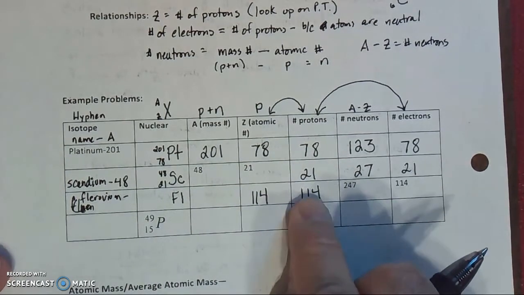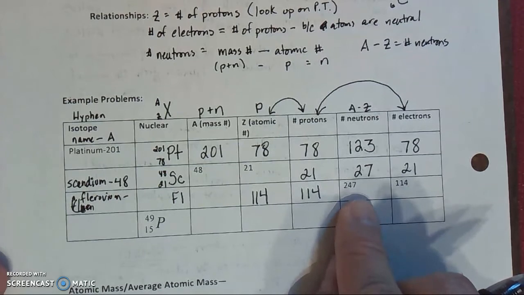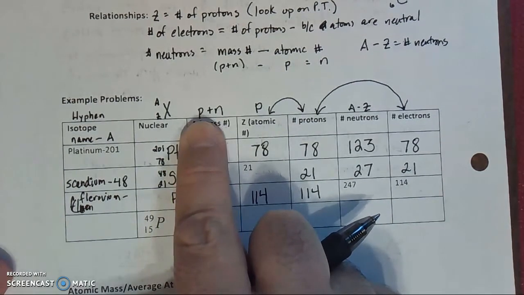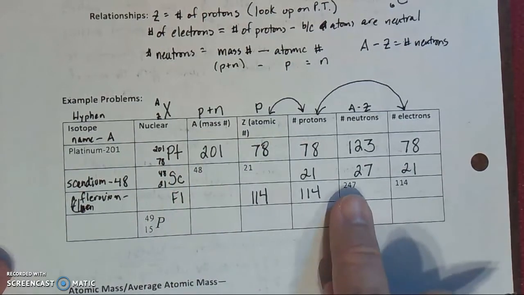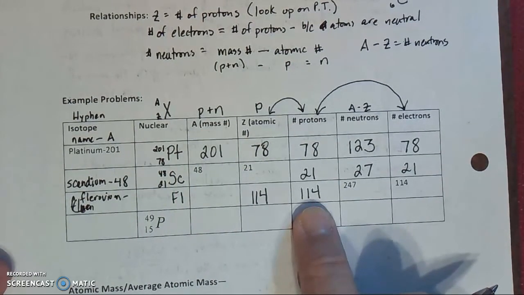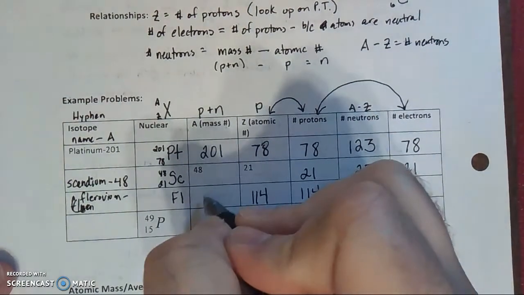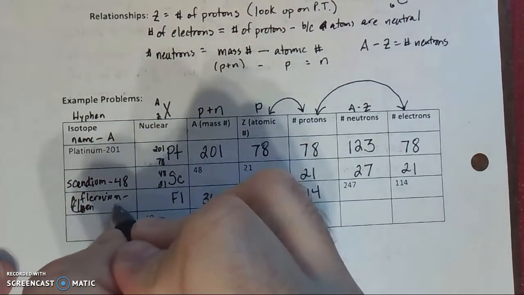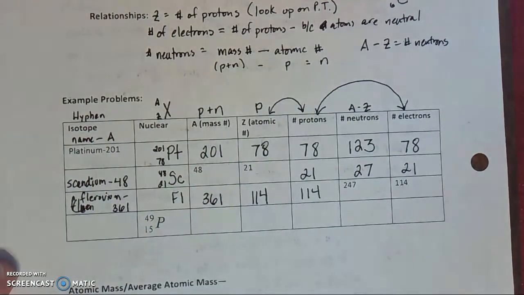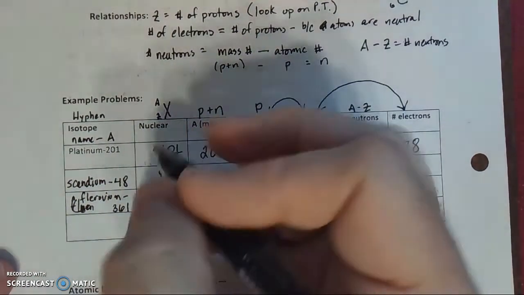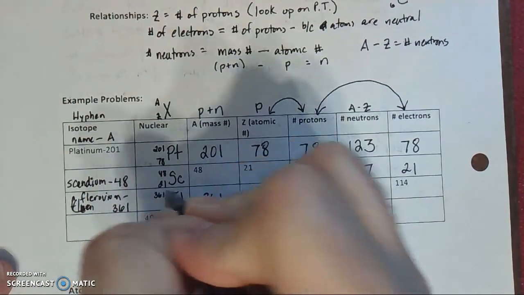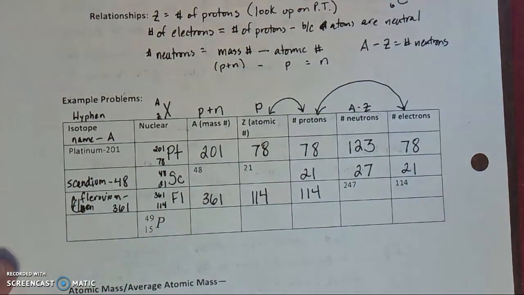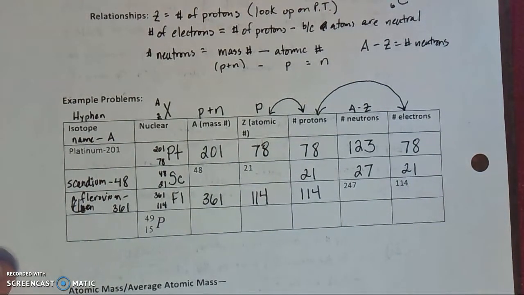So I know the number of protons and I know the number of neutrons, so all I have to do, according to our little note that we put up here, is add protons and neutrons together. So 247 plus 114 gives me 361. So flerovium-361 would be its hyphen name, and I would put 361 as a superscript and 114 as the subscript for the nuclear method.